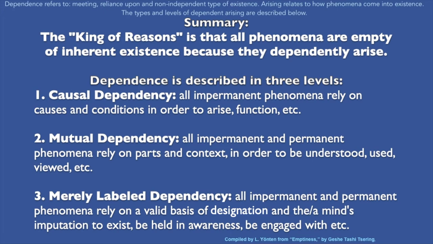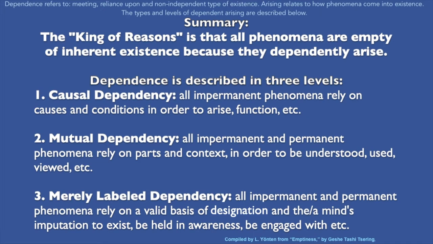So, causal dependency: all impermanent phenomena rely on causes and conditions in order to arise, function, etc. Mutual dependency: all impermanent phenomena and permanent phenomena rely on parts and whole, and context in order to be understood, used, viewed, etc. And merely label dependency: all impermanent and permanent phenomena rely on a valid basis of designation and a mind's imputation to exist, to be held in awareness, be engaged with, etc.